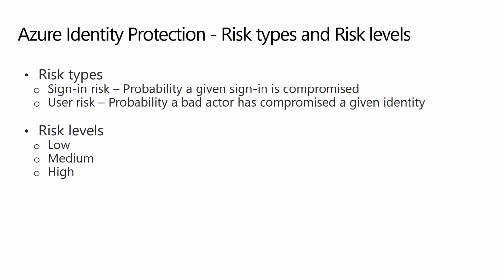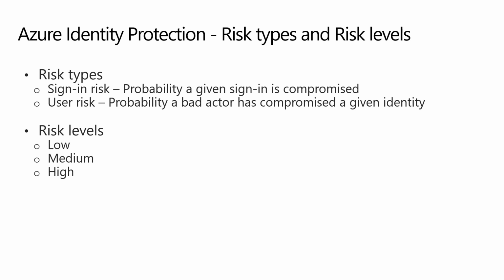Azure Identity Protection is a premium feature of Azure AD B2C, which enables organizations to detect, remediate, and investigate risk. Let's explore the role of risk types and risk levels in Azure Identity Protection. There are two types of risks, sign-in risk and user risk. A sign-in risk represents the probability that a given authentication request isn't authorized by the entity owner and hence compromised. The sign-in risk can be calculated in real time or offline using Microsoft's internal and external threat intelligence sources. The user risk, on the other hand, is a probability that a bad actor has compromised a particular user identity.